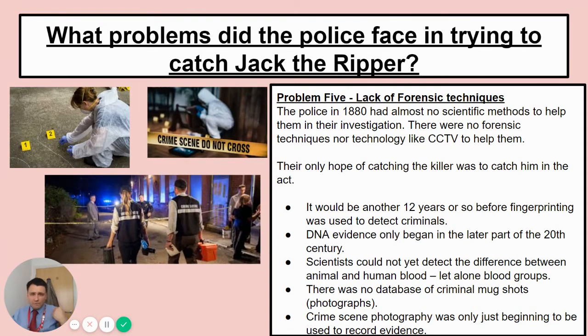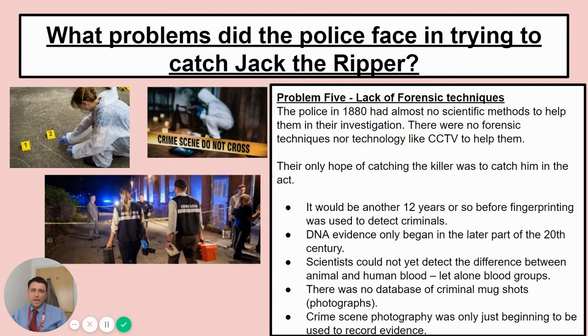There's no what we call forensic techniques, trying to track parts of the body using fingerprints or DNA, for example, using science. There's no CCTV to watch the area. And that means the only hope of catching a killer was really to catch him in the act. Again, we looked at this before, some of the police force trying to put rubber on their boots. They were quieter going around.